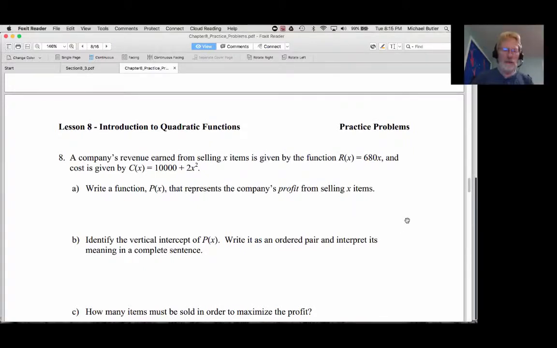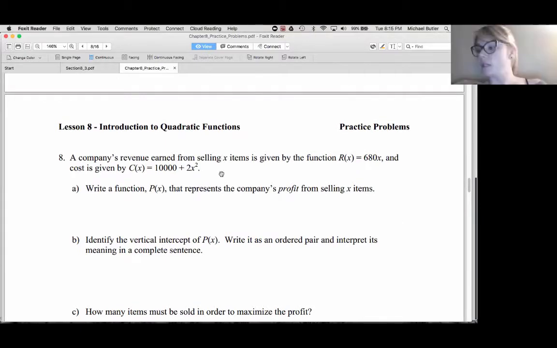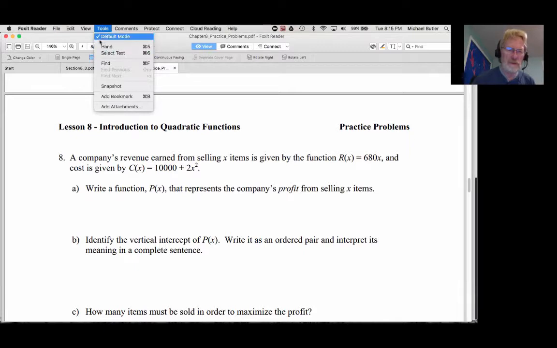All right, so 8 and 9, is that the ones we're looking at, Sarah? Yeah. Okay. So a company's revenue earned from selling x items is given by R of x equals 680x, and the cost is given by 10,000 plus 2x squared. So write P of x as a function of the profit.